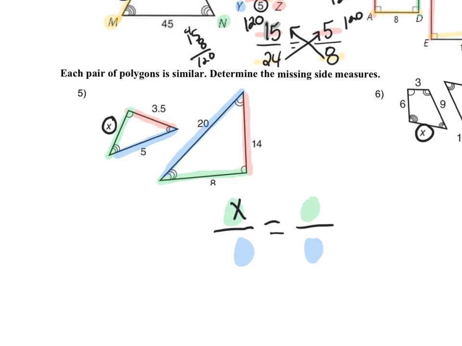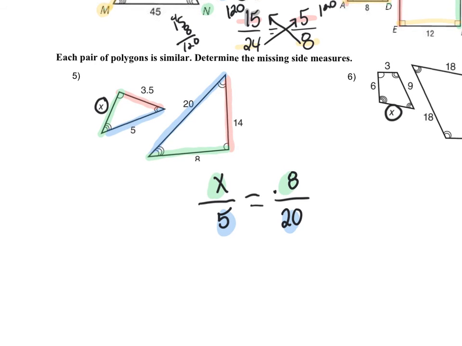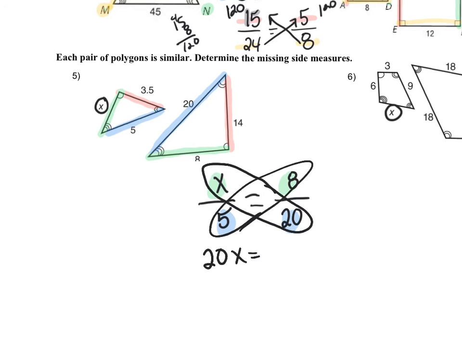Am I going too fast? You're okay. Blue is 5. Green over here is 8. And blue is 20. Now, I can solve for X or I can scale up, but I'm just going to solve for X. I can see the scale, but I don't know if y'all can, so we'll just cross multiply and divide. So 20 times X is 20X. 8 times 5 is 40. How do I solve for X? Divide both sides by 20. X is going to equal 2. So this is 2. Not too bad, right?